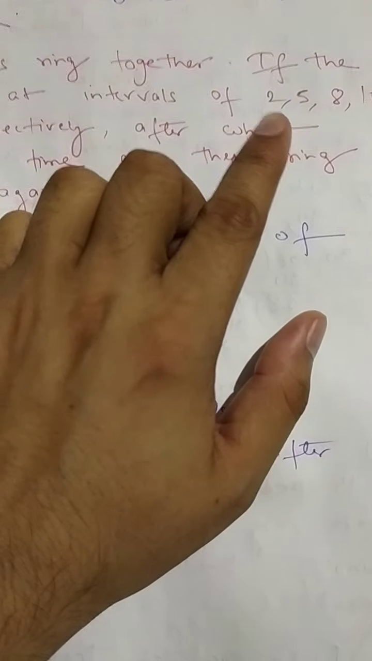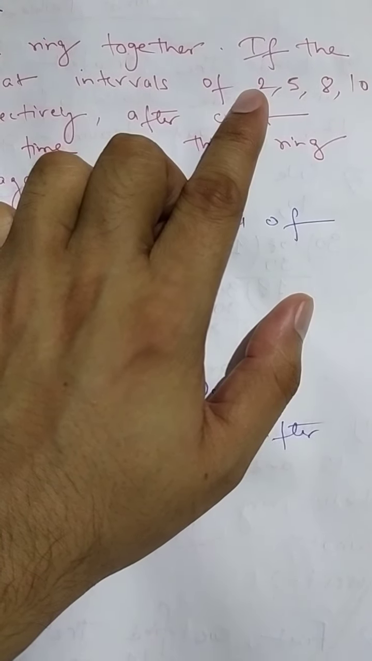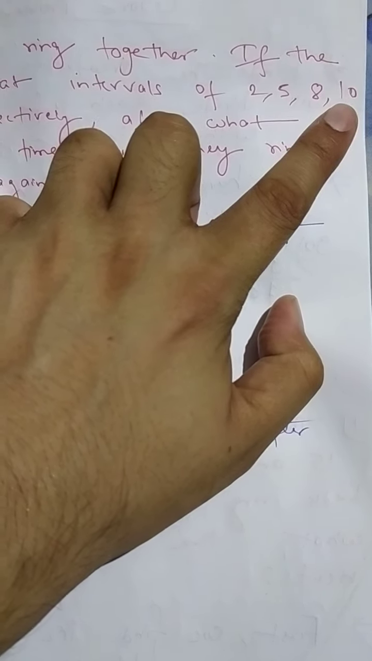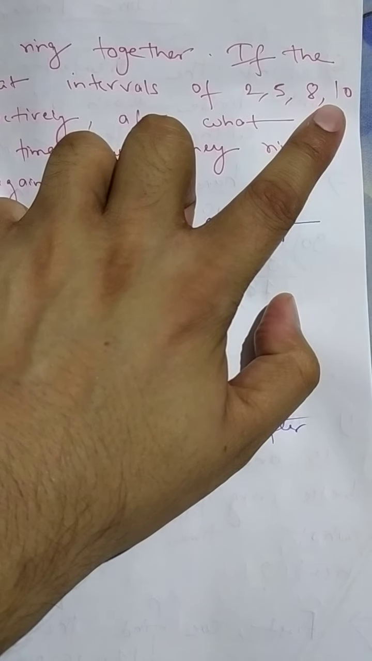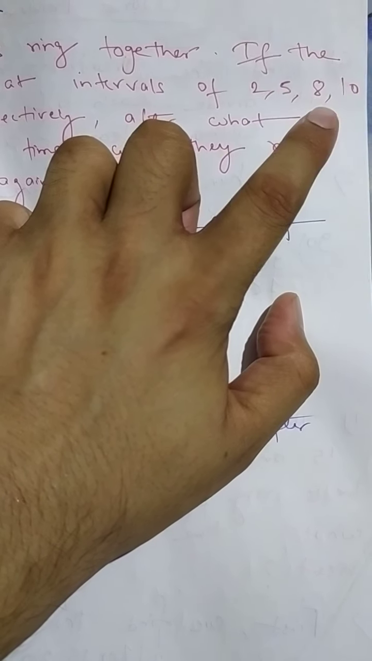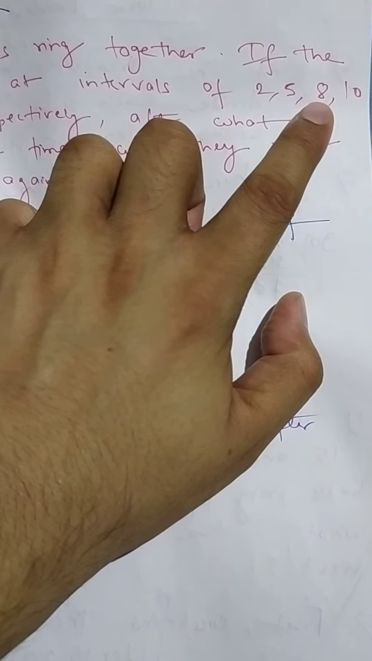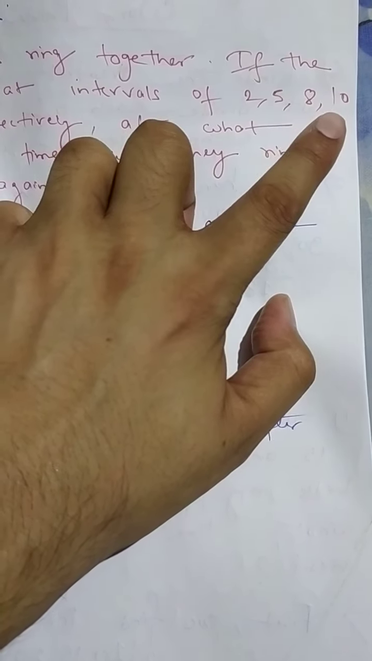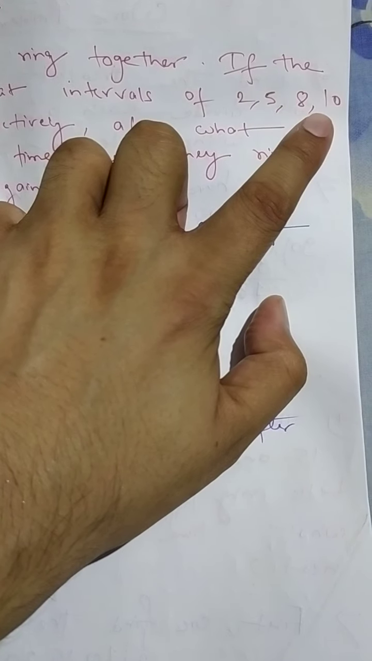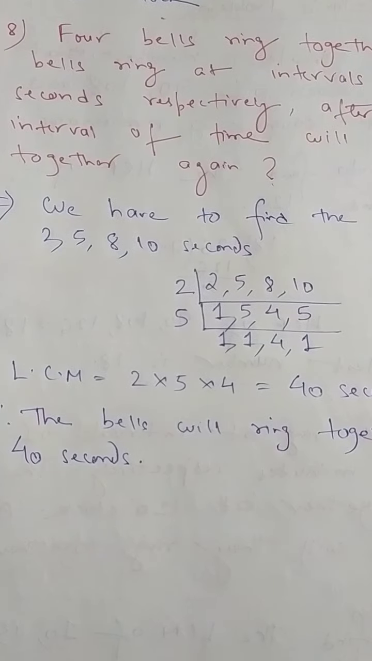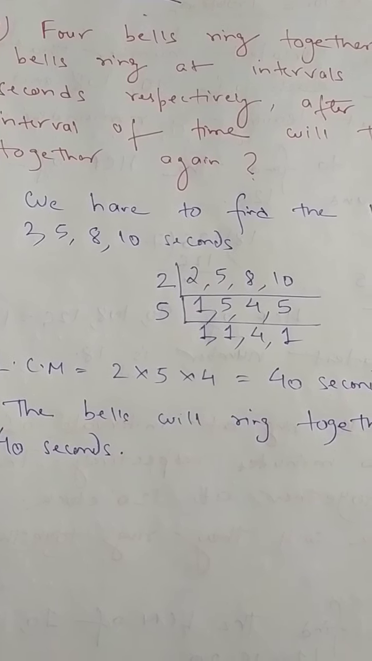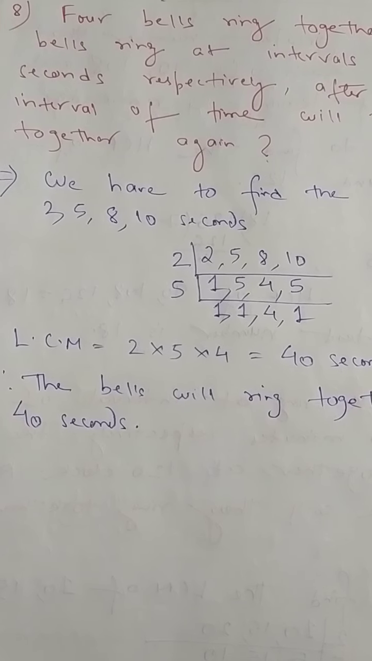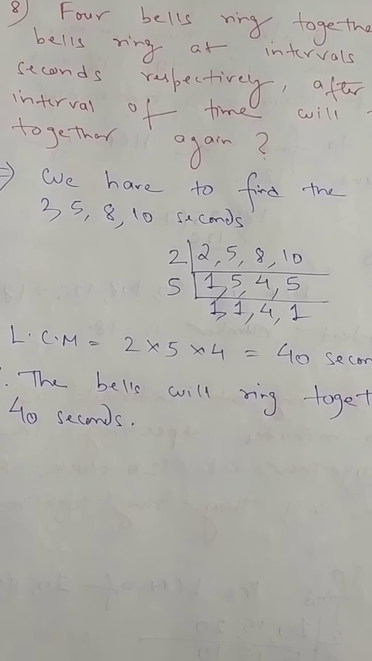Because the first bell rings after 2 seconds, then 4 seconds, 6 seconds, so it's a multiple of 2. Similarly, the fourth bell, after 10 seconds, then 20 seconds, then 30 seconds, so it's a multiple of 10. The second bell is a multiple of 5, and the third bell is a multiple of 8. So what is the full form of LCM? Lowest common multiple. So first you have to find the multiple of 2, 5, 8, 10. So the statement is, we have to find the LCM of 2, 5, 8, 10 seconds.